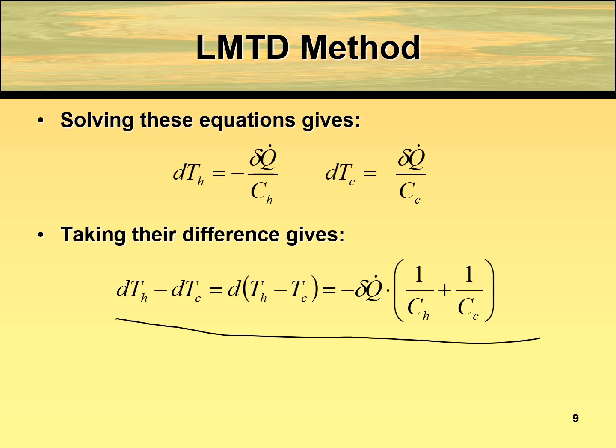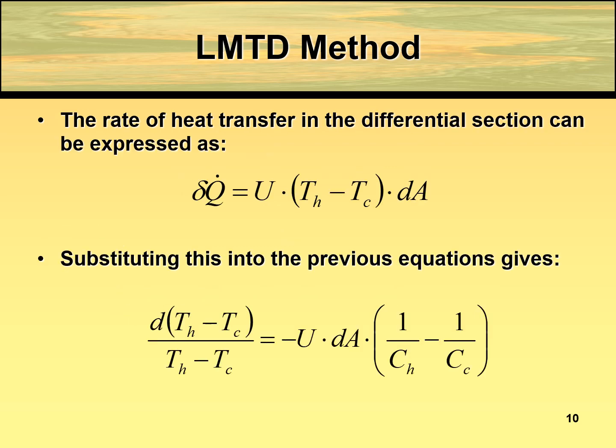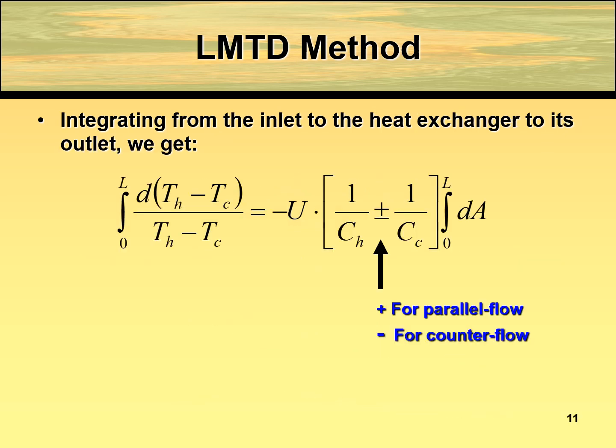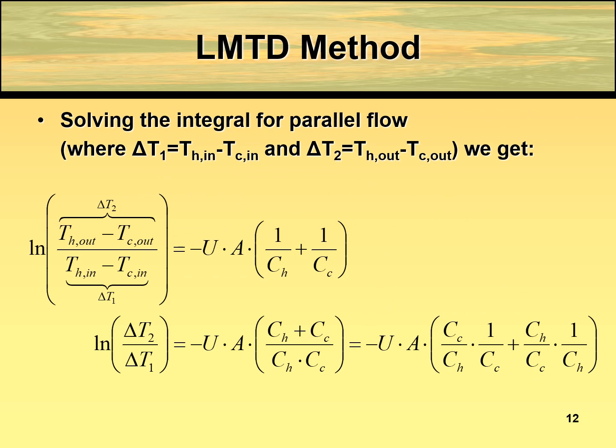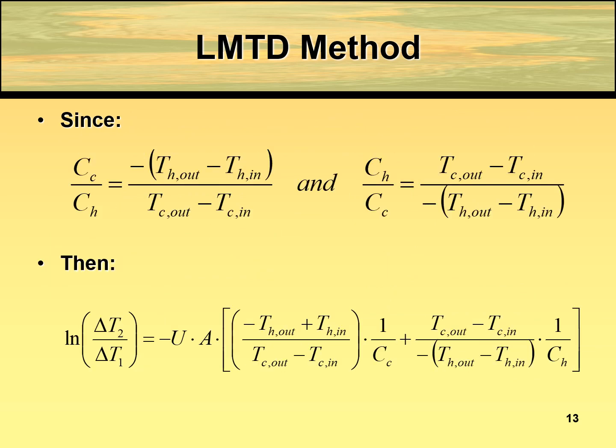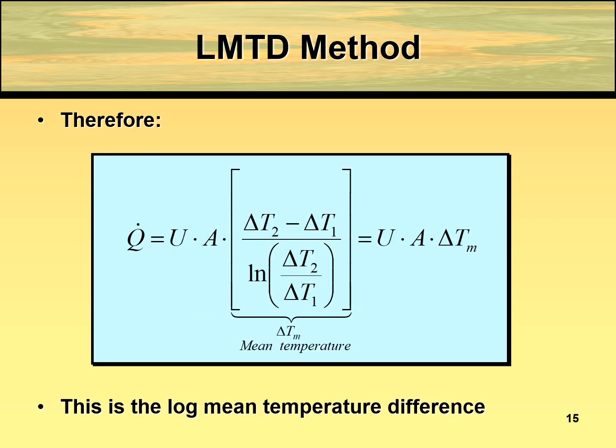What we have here is the difference. We get dTH minus dTc, which is equal to minus dq times (1 over CH plus 1 over CC). If we put this into this equation and substitute in the previous equation, what we have is integrating from the inlet of the heat exchanger, with plus or minus sign given for parallel flow or counter flow. Okay, so solving this equation, we skip this part.